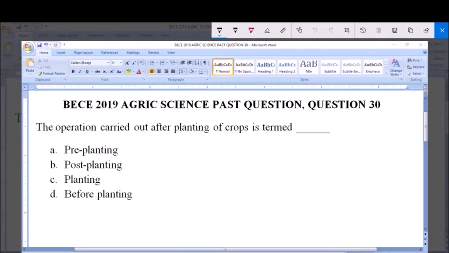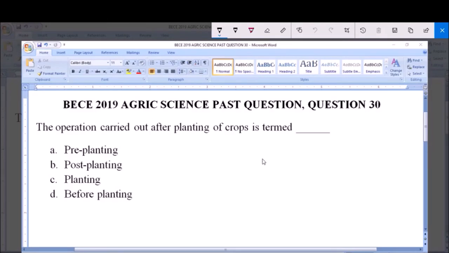Today we're going to be dealing with BECE 2019 Agric Science past question 30. The operation carried out after planting of crops is termed dash. A. Pre-planting operation, B. Post-planting operation, C. Planting and D. Before planting. So we are asked to find the term which is described as the operation carried out after planting of crops.